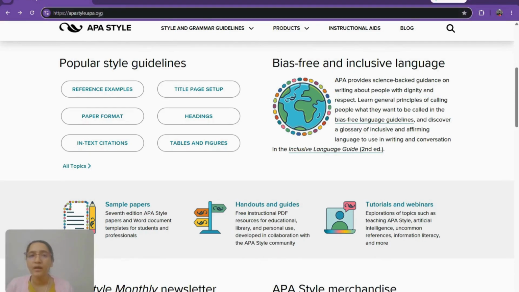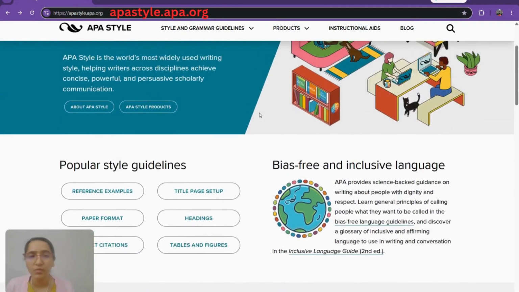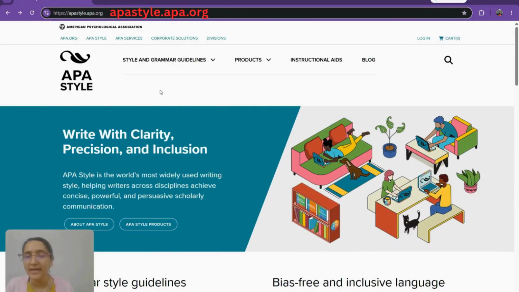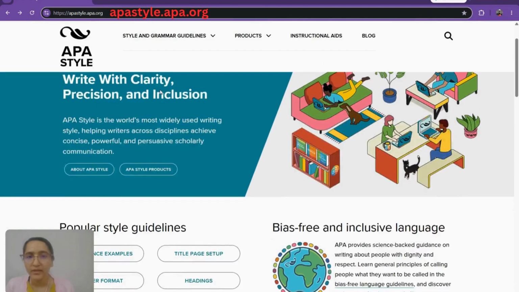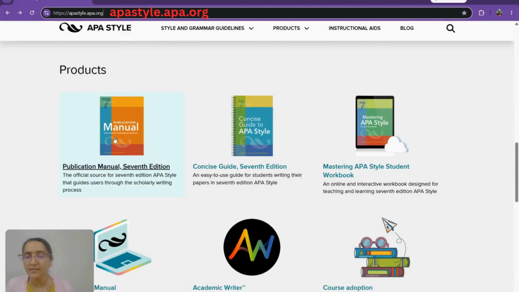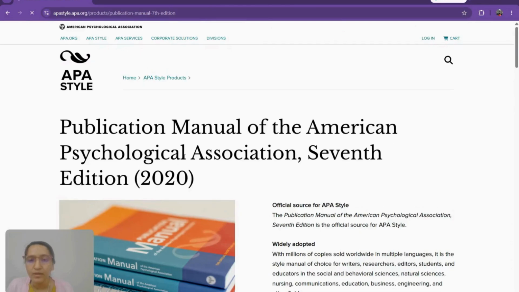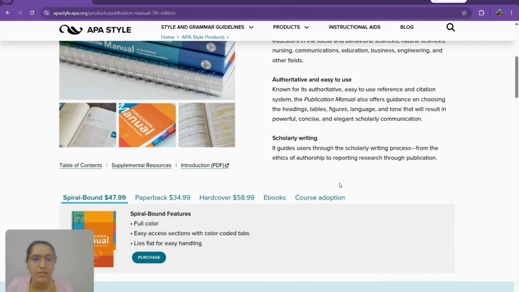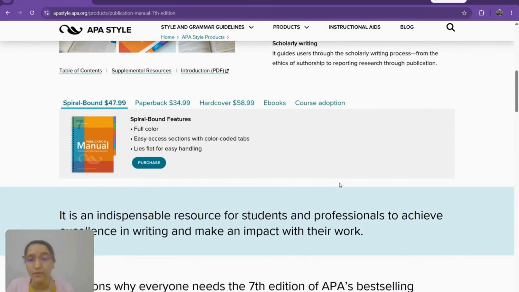So I'm here in apastyle.apa.org, which is the formal website for the APA style. And when you scroll down and go to the products section, you can see their publication manual for the APA style, and the most recent one is the seventh edition. And when you click on this link, you will see that this complete manual is not free. You have to purchase it.